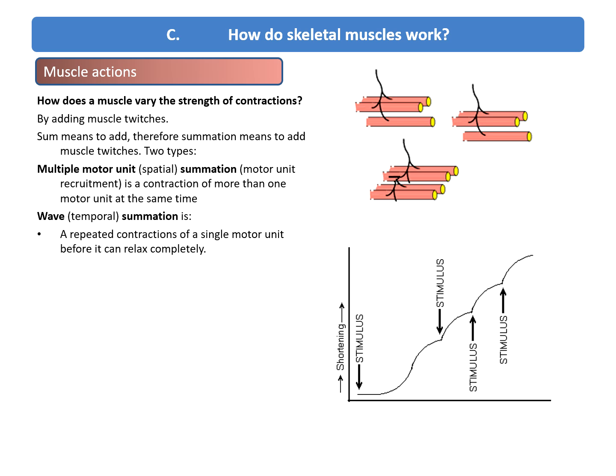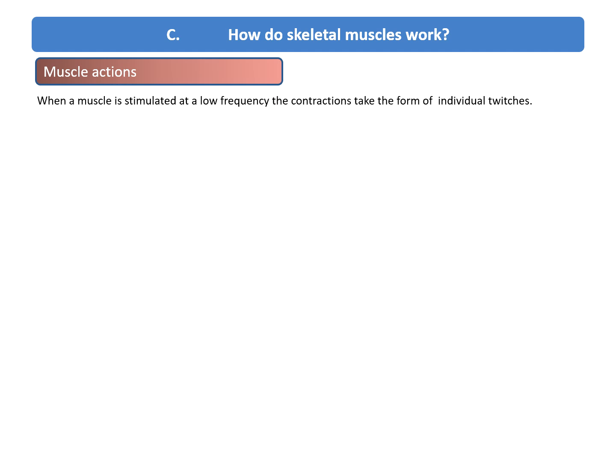Here's what we mean: a repeated contraction of a single motor unit before it can relax completely. One stimulus occurs, and a short fraction of a second later, a second stimulus, a fraction of a second later, the third stimulus, for example. The impulses arrive at different times due to increased frequency of impulses to the motor unit.